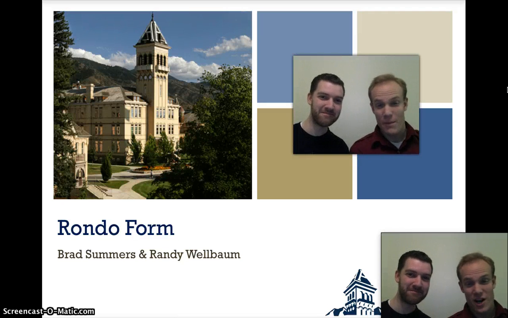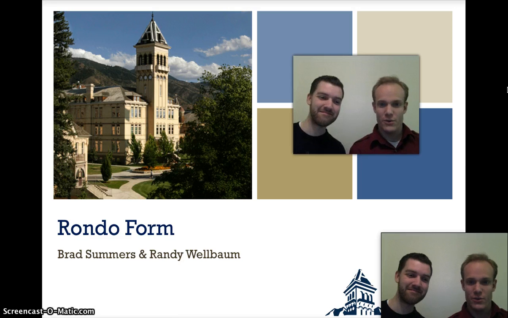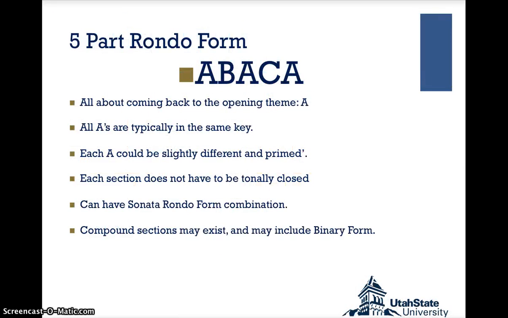We'd like to share a message with you about Rondo Form, using the example of Ludwig van Beethoven's Piano Concerto No. 2, Movement 3, for piano and orchestra. Rondo form is typically found in two variants, the 5-part rondo form and the 7-part rondo form. 5-part rondo form is found in the following manner: A, B, A, C, A, affectionately known by students as Abaca.